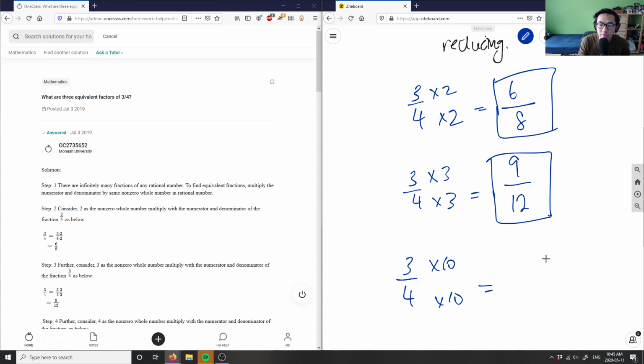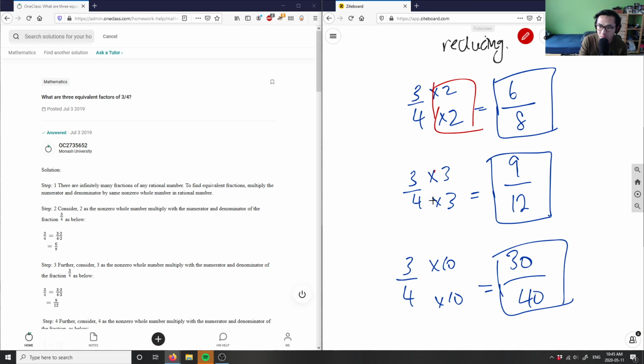This would equal 3 times 10 here is 30. 4 times 10 here is 40, right? This here is another equivalent factor. So the moral of the story here is that these guys, you can put them to basically any real number you want, except they have to be the same, right? So you can put like 6 or 9 or something like that, or 4 and 1 or something like that. It doesn't matter. A fraction has infinite amount of equivalent factors.